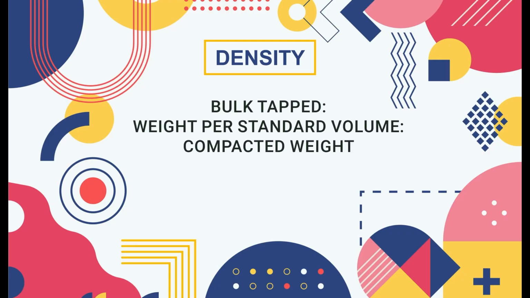But if you tap it, for example, if you press it or you put one sack on the other, then one sack is pressing the other below. So there is a tapping. When you tap, you can fill in the same sack more material. That is called tapped density. So weight per standard volume, and it is compacted weight, the bulk density which is tapped. Tapped bulk density is always more than the aerated bulk density.